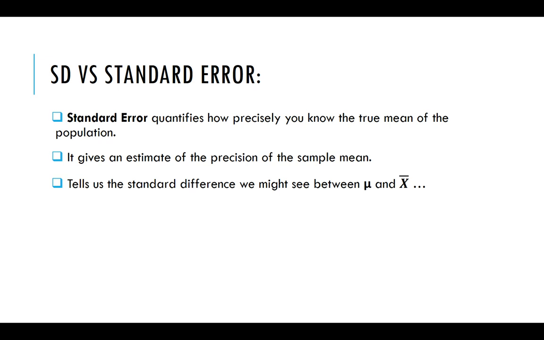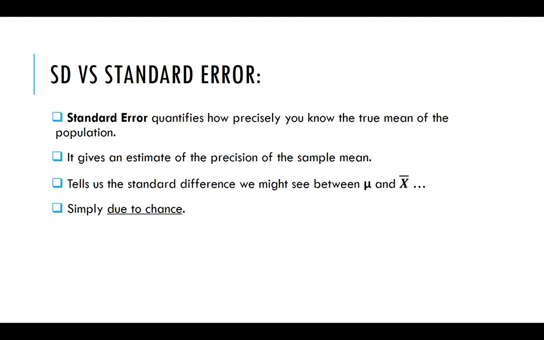So how much difference are we going to see between mu, our population mean, and x bar, our sample mean? How much difference are we going to see between them that is simply due to chance? So the standard error is telling us how much of this difference is due to chance. So let's think about it. Do I want a big standard error or a small standard error?